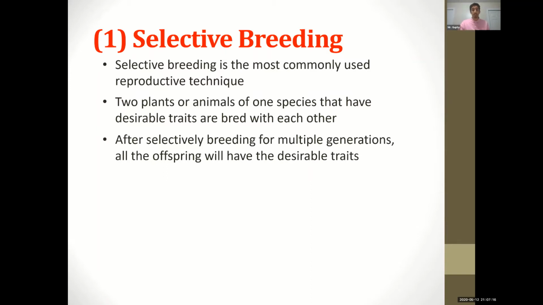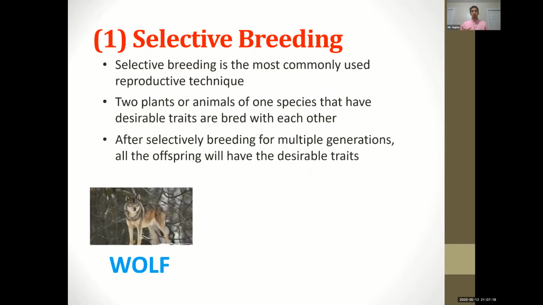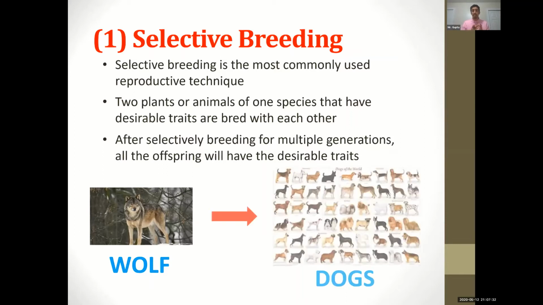But before we do that, let's look at an example. So we have a wolf. Before there were any dogs, before the species dog existed, there used to be wolves. And humans selectively bred wolves to create the entire range of dog species. So this is just a fun fact that all of the dogs that you see in your daily life were a product of wolves being selectively bred.